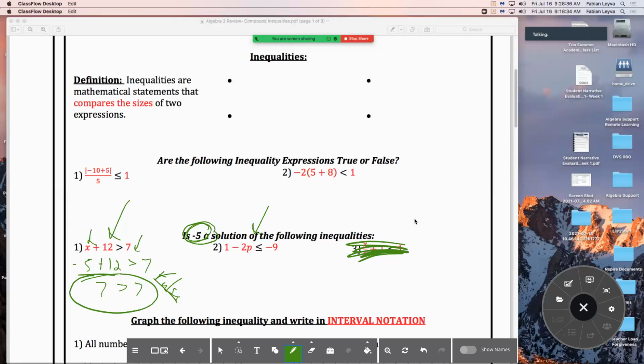doing the equations, especially compound equations. So go ahead, try number 2. I'll give you guys about 20 seconds.